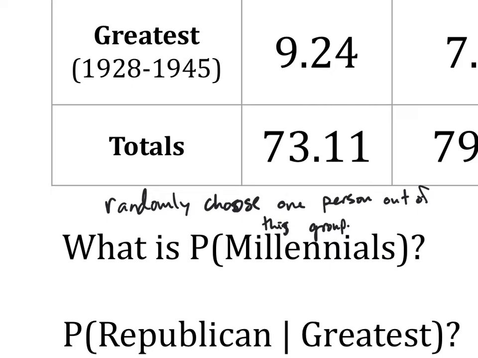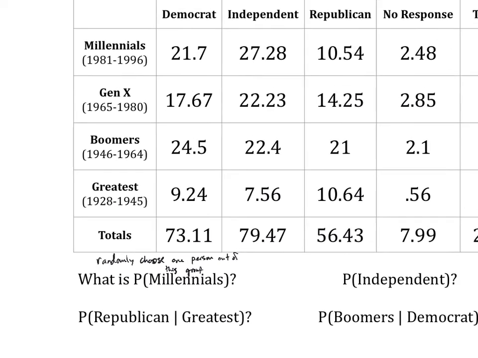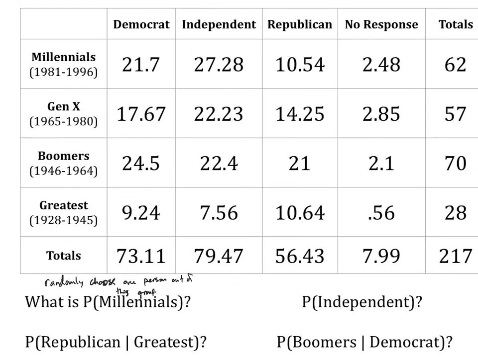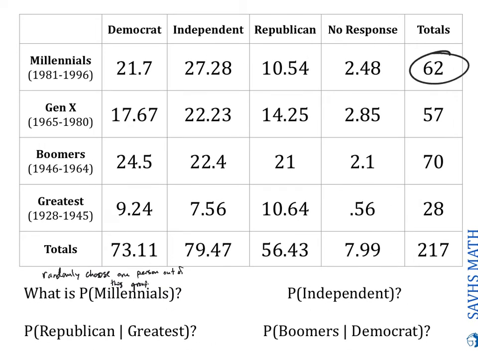Okay, now if we're measuring the probability that you randomly choose somebody and they are a millennial, well, the total number of millennials is 62 million. So 62 million out of the total. The total is 217. So 62 out of 217. We'll go back and fill in the percentages in a second here.